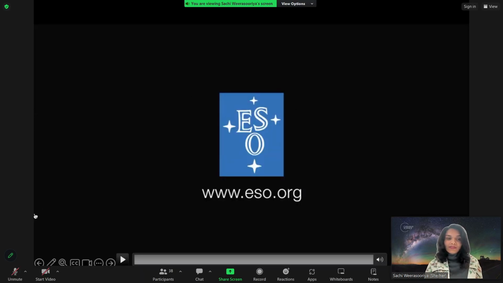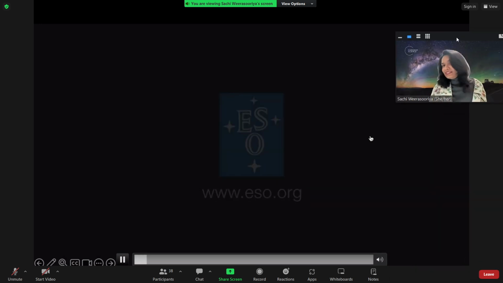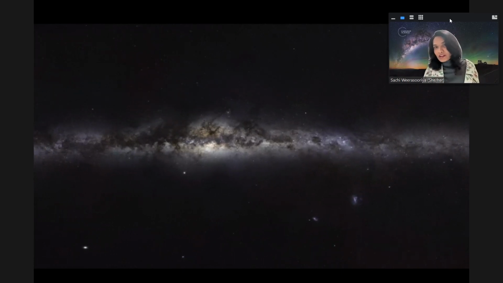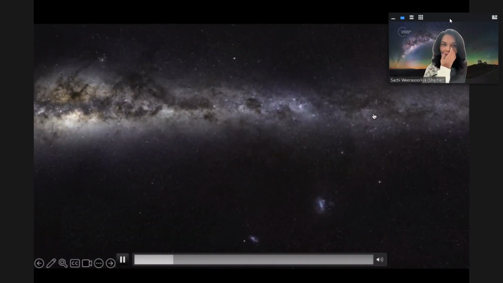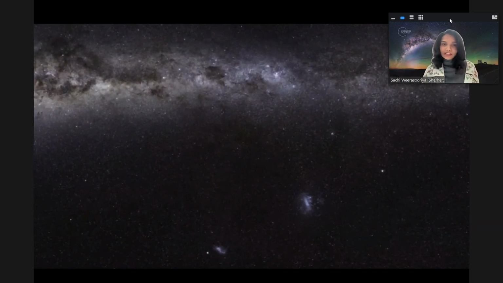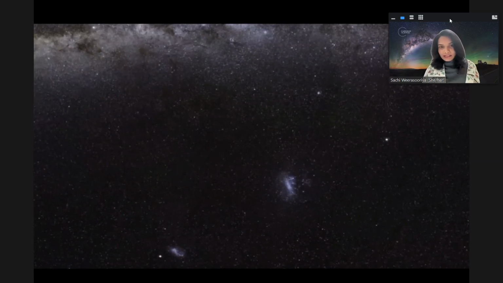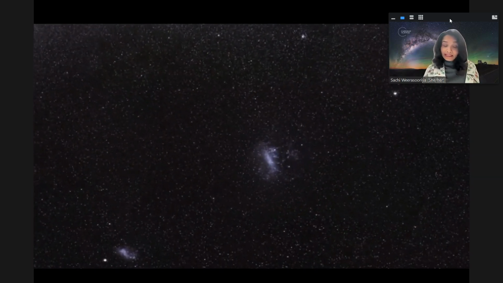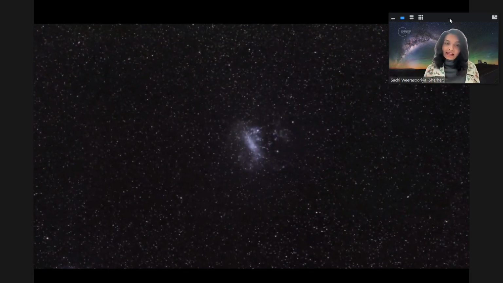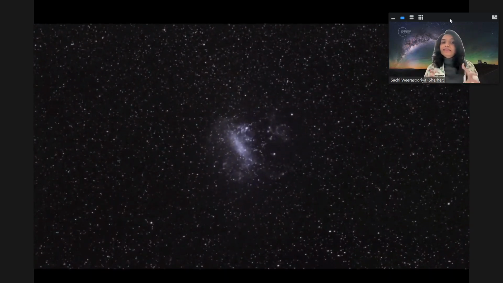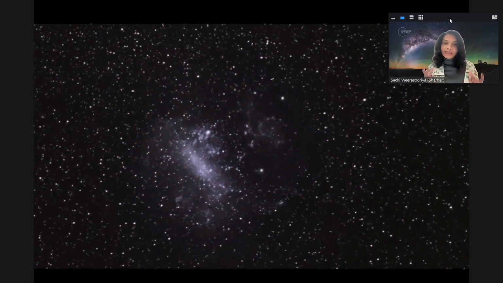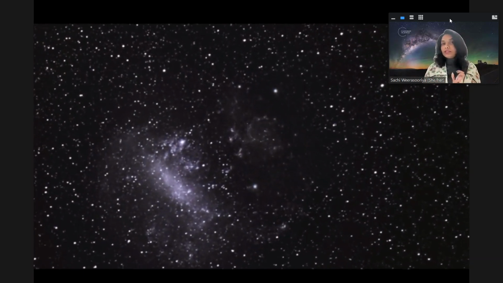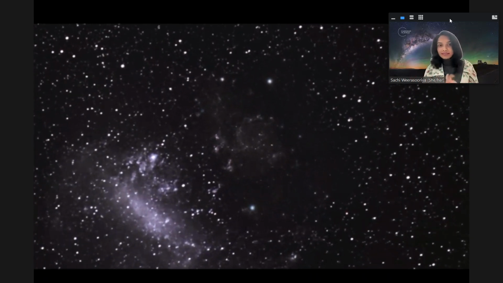So now let us take a closer look at the Large Magellanic Cloud. And we are zooming into the Large Magellanic Cloud, or the LMC. This satellite galaxy is 10 times less massive than the Milky Way. In dark matter halo mass, this is 10^11 solar masses.